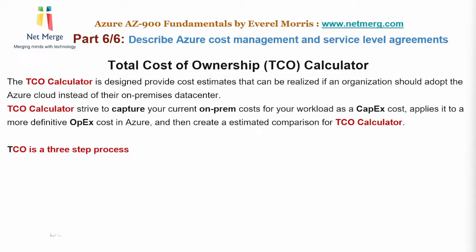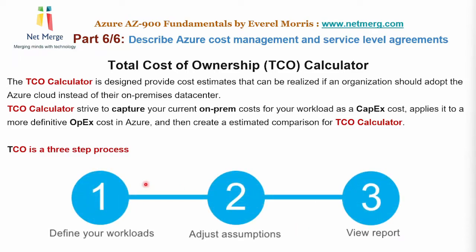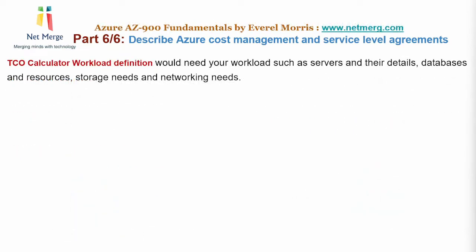Now the TCO is a three-step process, and this is how the process works. You have to define your workload as it is right now. You have to make your assumptions, and you have to adjust those assumptions as to what you would need as it relates to resources. Then you would have your reports that you could share with your manager or your excellence team or your higher-ups to give them an overview of what you come up with for the transition. So remember your TCO calculator, it's a big part of your cloud adaptation process.